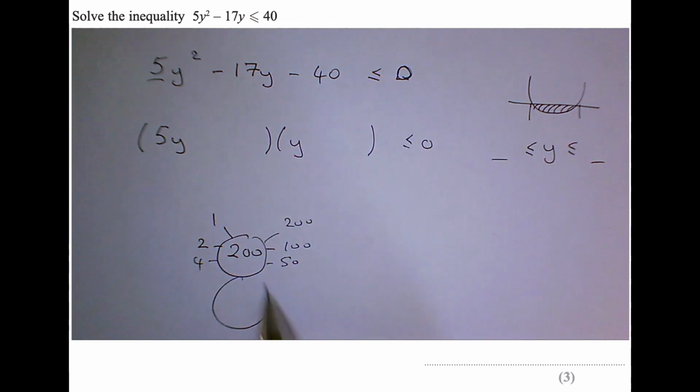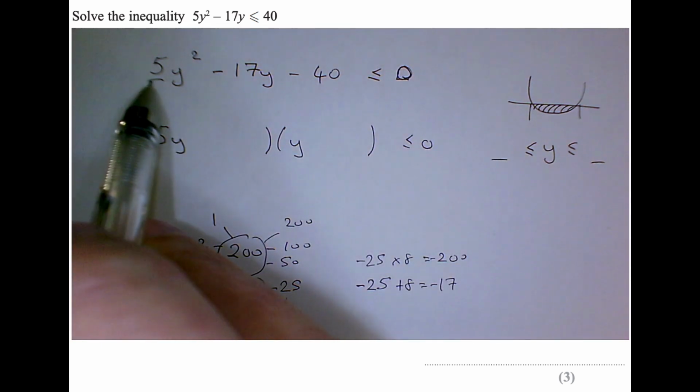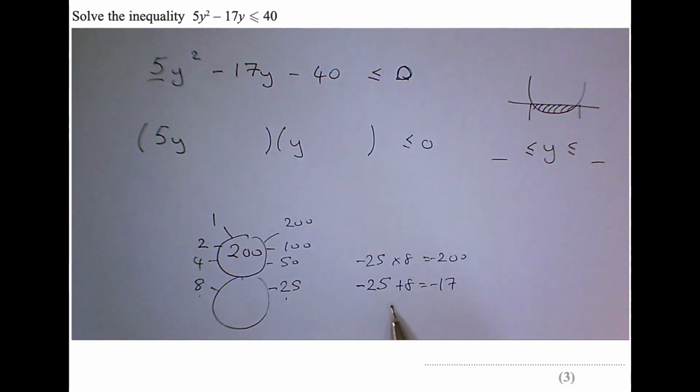So what I'm doing is taking the factors of 200: 1, 2, 4, 8, 8 times 25, yeah. And as I write those down, I'm looking for a gap of 17, and there it is. 8 and 25 are the magic numbers that I need, because minus 25 plus 8 is minus 17, and minus 25 times 8 is minus 200, and that's what I needed.